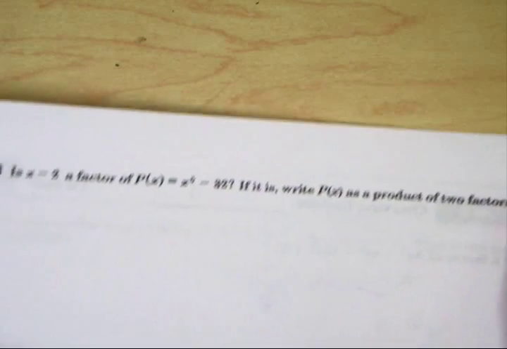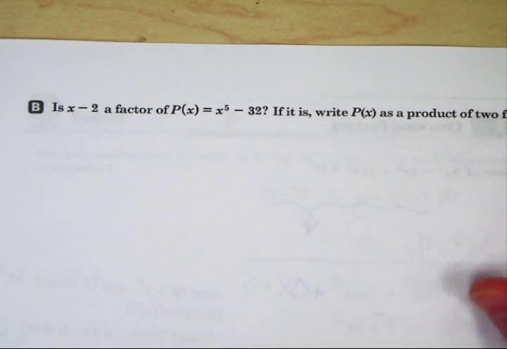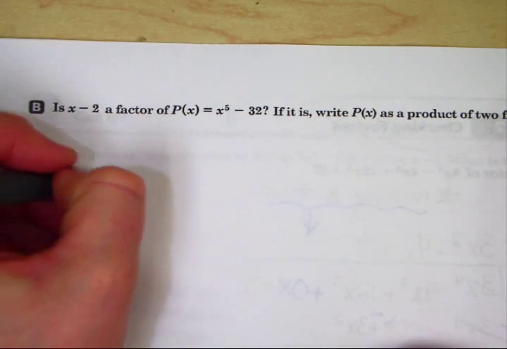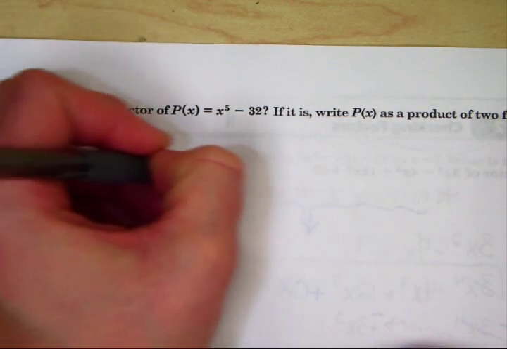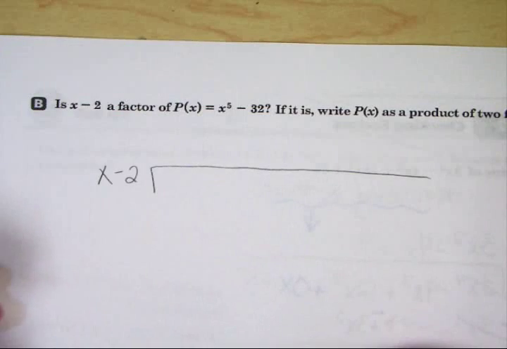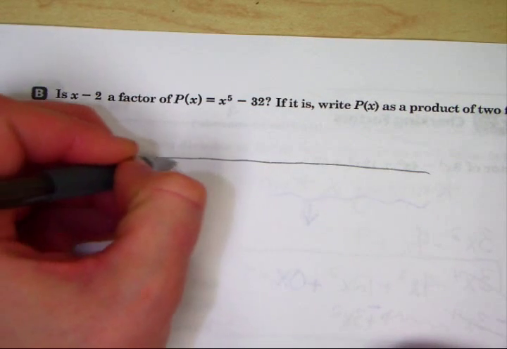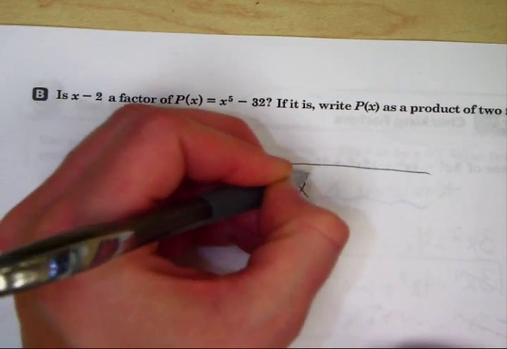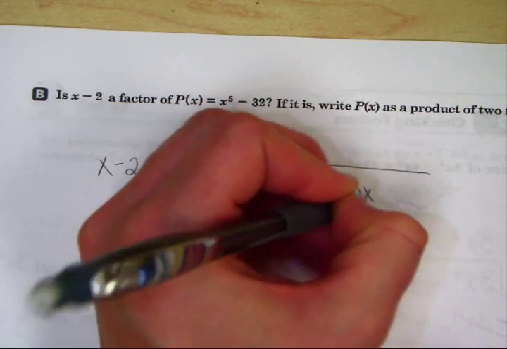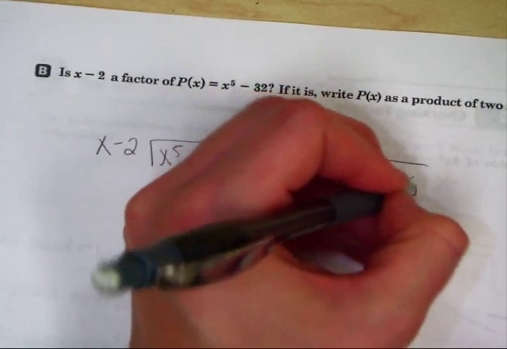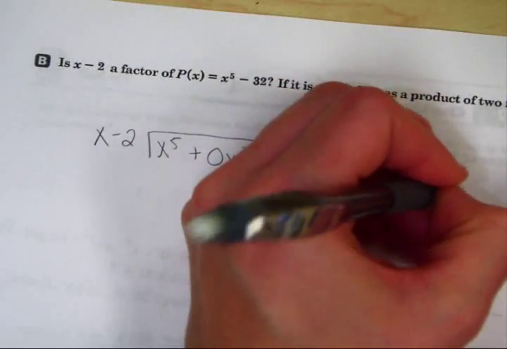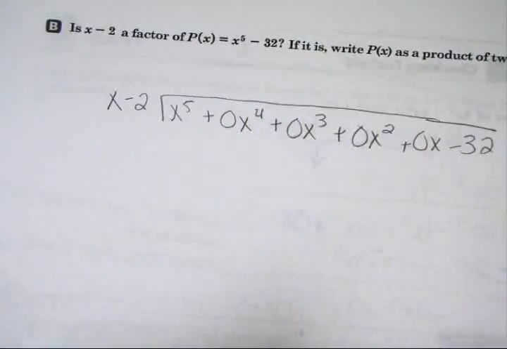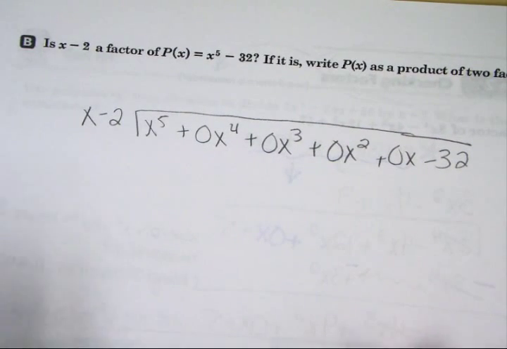Part B. Let's check if in part B we'll have a remainder. I'm not going to write down all the directions this time. I'm just going to do the problem. So you put x minus 2 on the outside. Now if we're missing anything, we have to put it as 0. So we'll do x to the 5th plus 0x to the 4th plus 0x to the 3rd plus 0x squared plus 0x minus 32. And it's an important step to put all of those zeros in there.